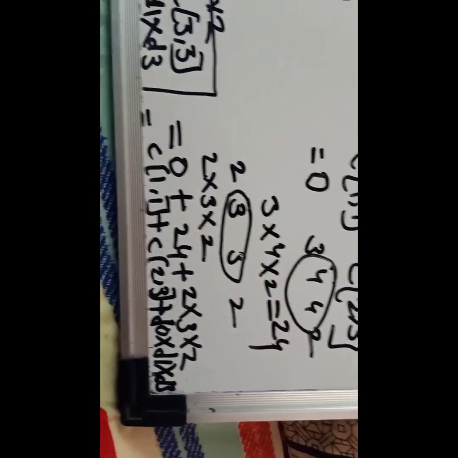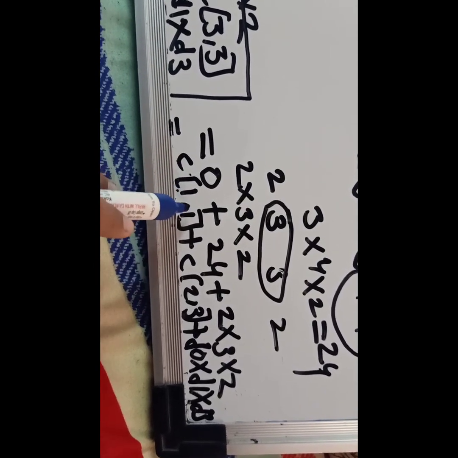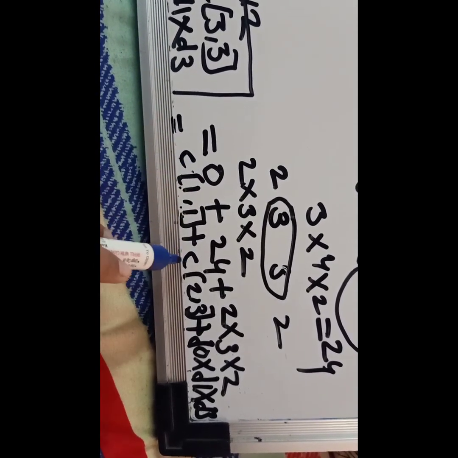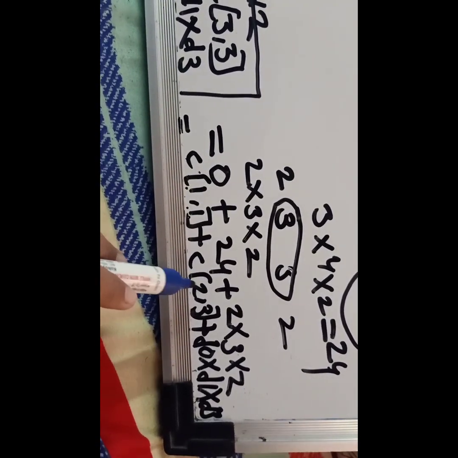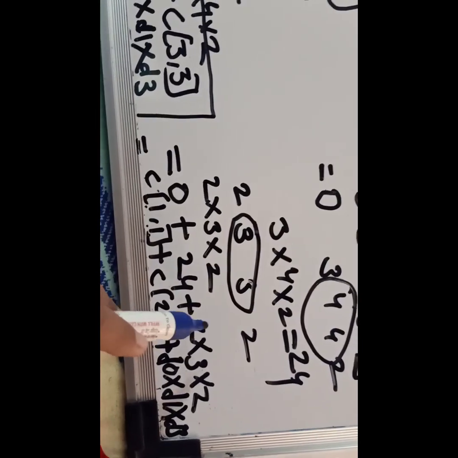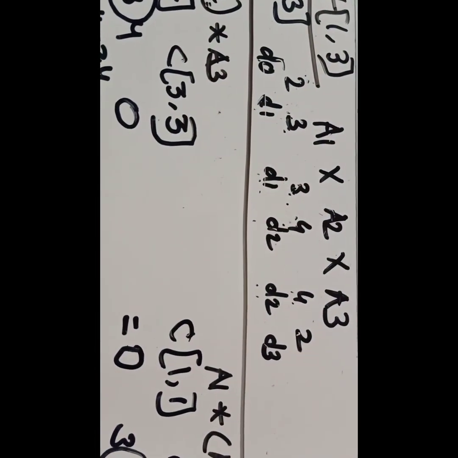And in the second sequence, what is C of 1, 1? This is the cost of multiplying matrix A1 with itself. Cost of 2, 3, this is the cost of matrix multiplication of A2 and A3, and again 2, 3, 2, these are nothing but the dimensions that we already got.